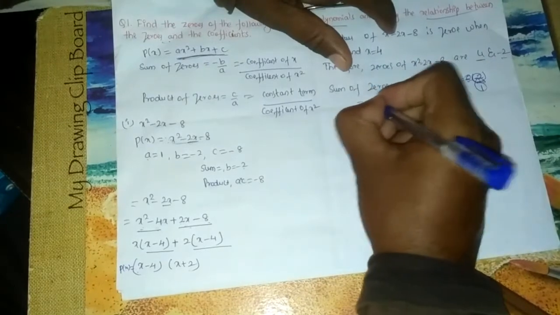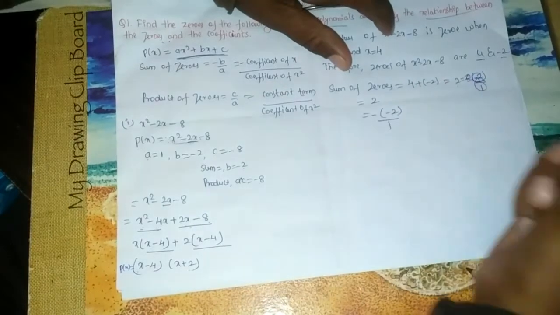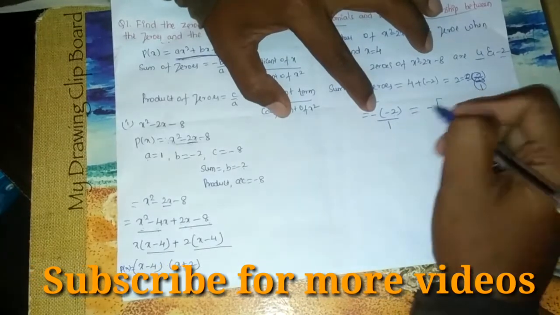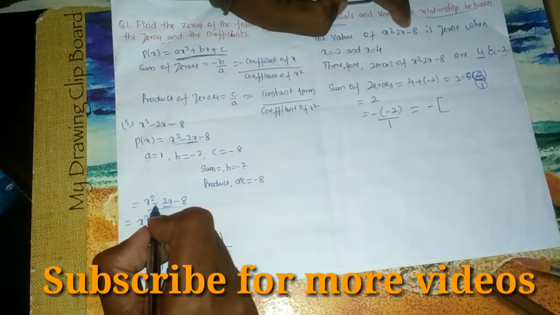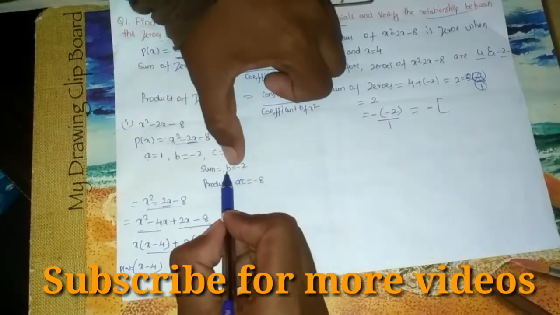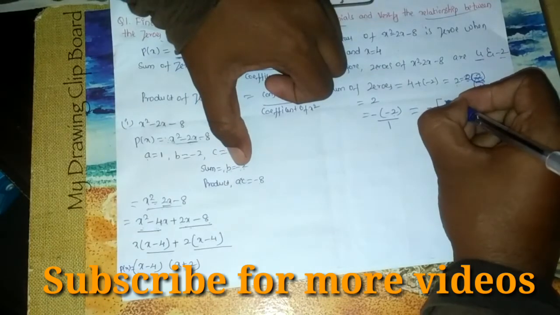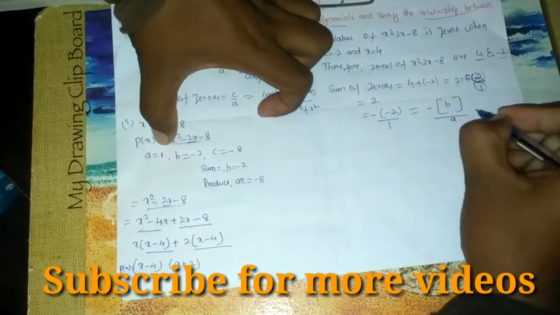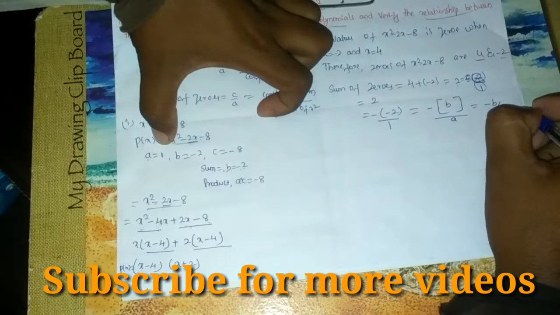I got the sum of zeros as 2. Thus it can be written as minus of minus 2 upon 1. Okay, so minus outside. Let me compare this with the given equation. Minus 2 is the coefficient of x, or we have written minus 2 as b. So this will be b upon a, which is 1, so I write this as minus b by a.